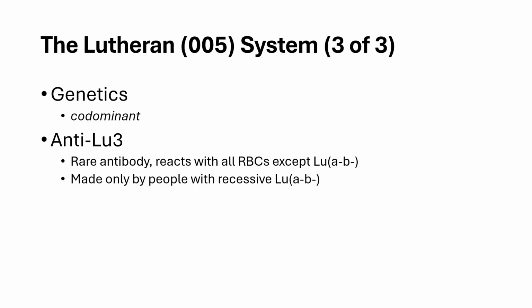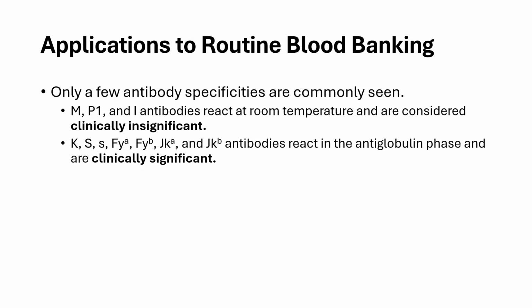For genetics, the Lutheran blood group system is co-dominant. We also have some antibodies, so anti-Lu3. This is a rare antibody, and it reacts with all red blood cells except Lutheran A negative and B negative, which are the cells that don't have Lutheran A or B. It is produced only by individuals who are recessive Lutheran A negative, B negative. Only a few specificities are commonly encountered for antibodies.